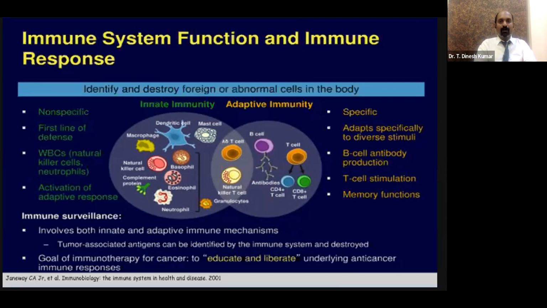This potential of the immune system in effectively clearing out antigens is tapped, and a new avenue of therapy has opened up in the last decade, referred to as immunotherapy. This field of oncology is called immuno-oncology. The ultimate aim of immunotherapy for cancer is to educate and then liberate the natural underlying cancer immune responses in the adaptive immune system.